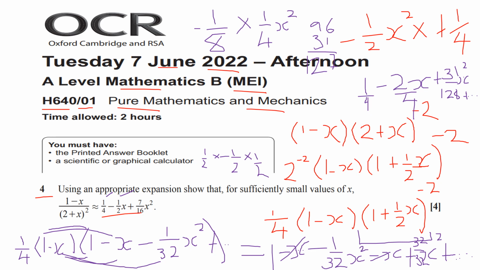Unless I made a mistake here with the brackets. 1 minus x minus 1 over 32x squared minus x plus x squared. So remember, 1x squared will be 32 out of 32. So 32 32ths. Okay, because that makes 1. So you've got that, okay, minus 1 over 32. So that goes to, yeah.